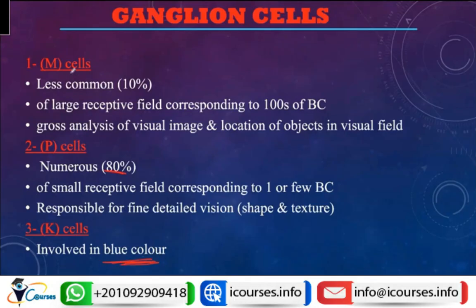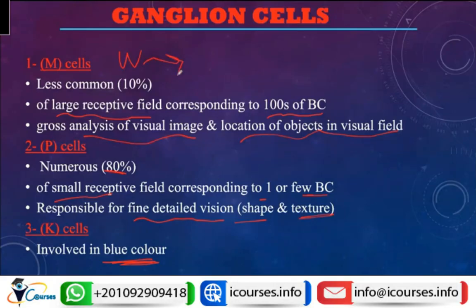The M cells correspond to the W cells, so they have a large receptive field corresponding to about 200 bipolar cells. This is responsible for gross analysis of the visual image and location of the object in the visual field. So this is like the W cells. The P cells are more numerous and have a smaller receptive field, like one or a few bipolar cells, and are responsible for fine detailed vision, for shape and texture.